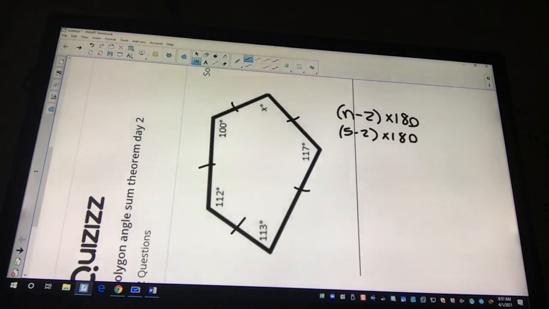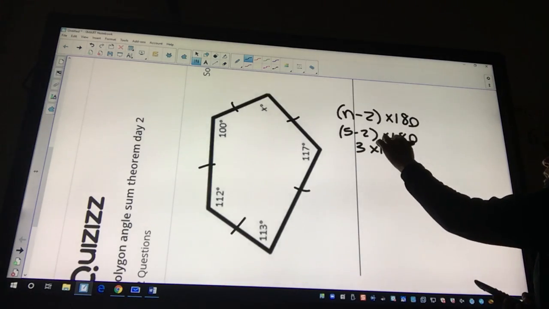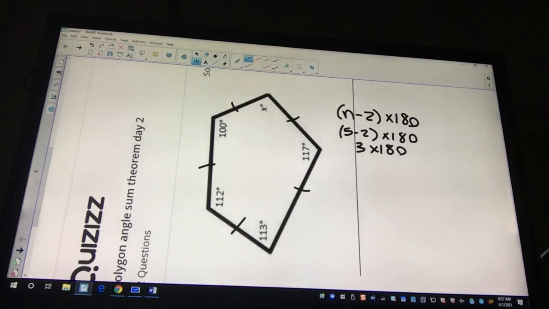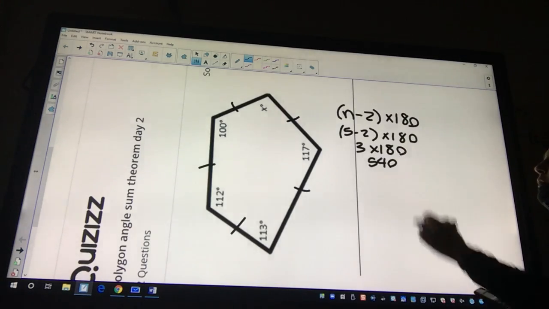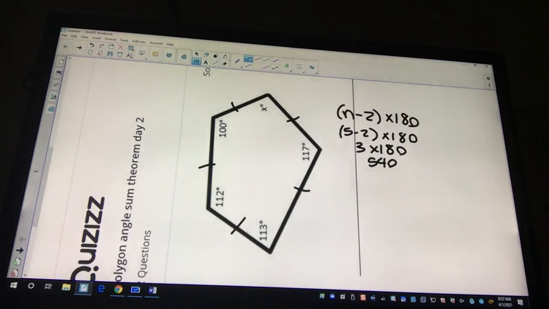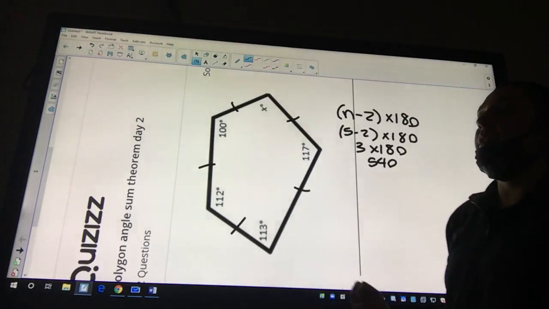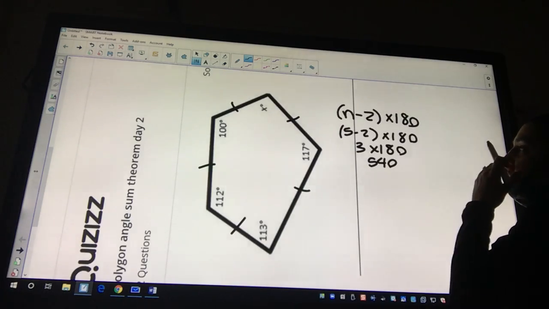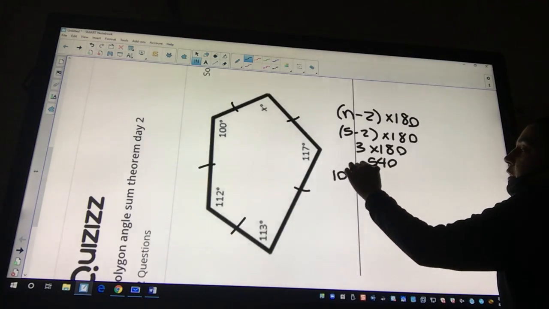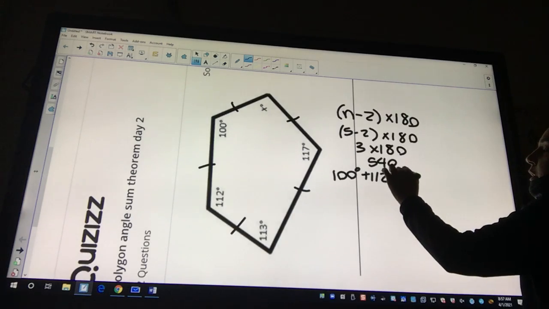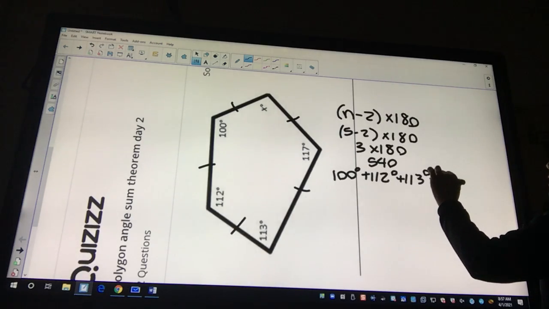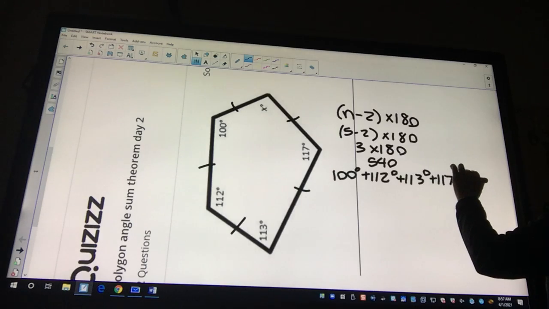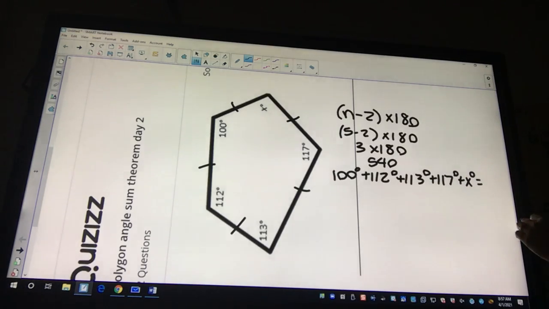What's 5 minus 2? 3. So it's really going to be 3 times 180, and that is 540, the total sum of all of them put together. And so on this one, they want us to solve for x. So we're going to have 100 degrees plus 112 degrees plus 113 degrees plus 117 degrees plus x degrees equals 540 degrees. Okay, then what would our next step be?